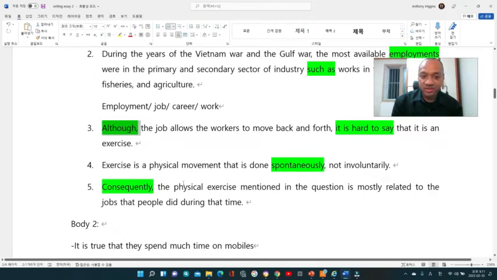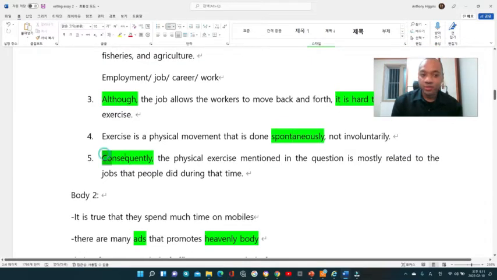Exercise is a physical movement that is done spontaneously. So we have another vocabulary word, "not involuntarily." Consequently, starting with this word is also effective. This is called a subordinate clause. The physical exercise mentioned in the question is mostly related to the jobs that people did during that time.